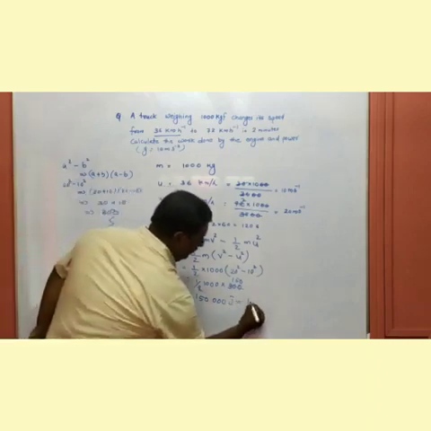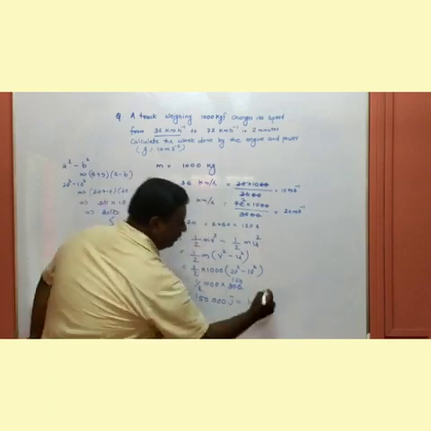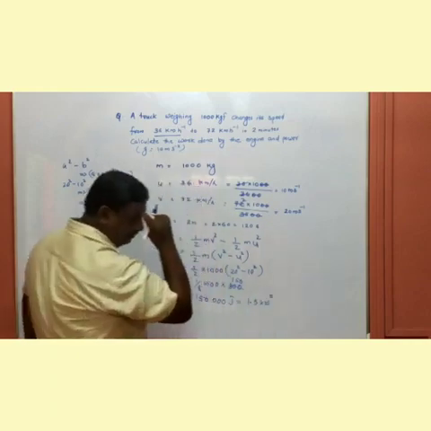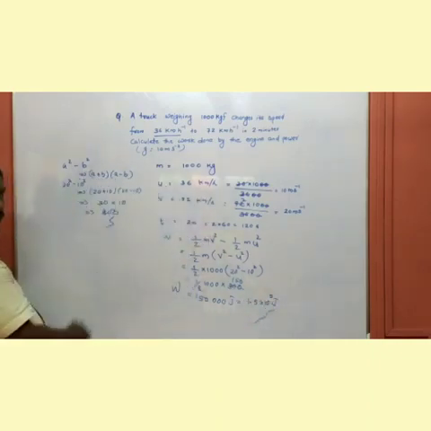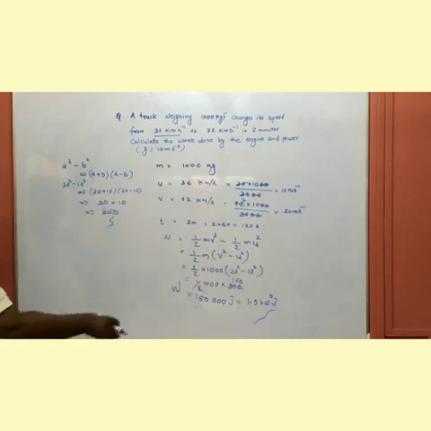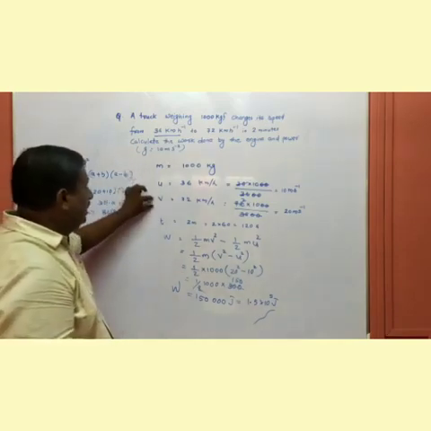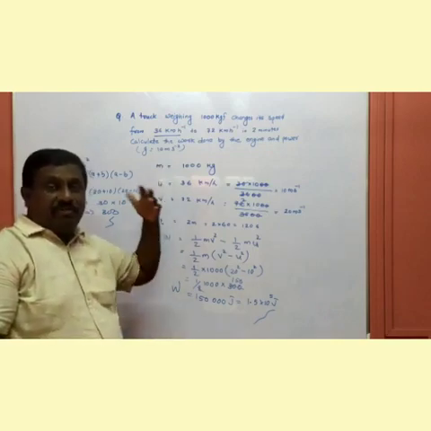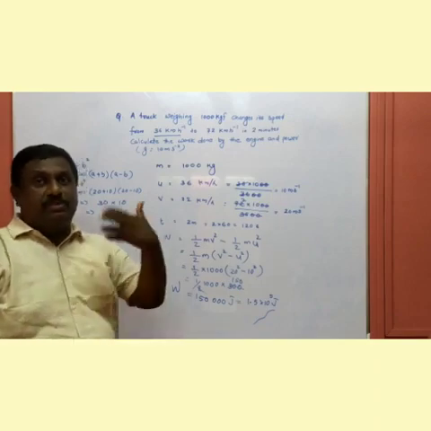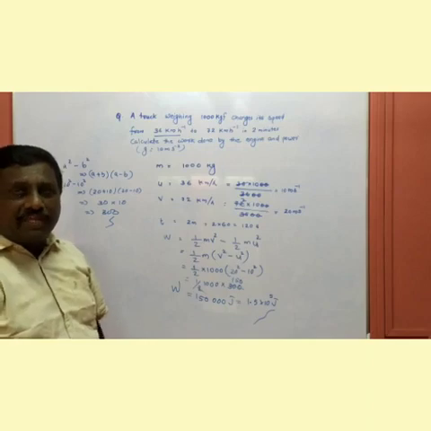So in standard form I can write 1.5 into 10 raised to 5 joules. Okay, that is the answer. Again I am stressing, please don't go through u is here, v is here, t is here, calculating the acceleration, then using another equation, v square minus u square is equal to 2as, then calculating this. Please don't go through that tough way.